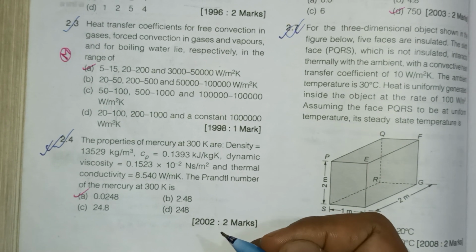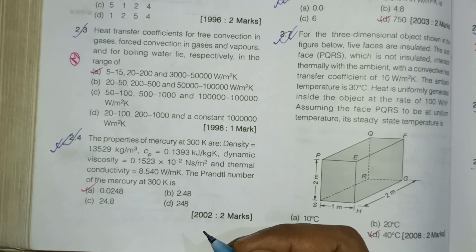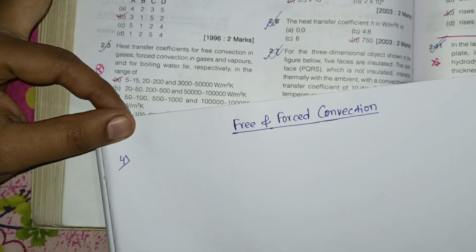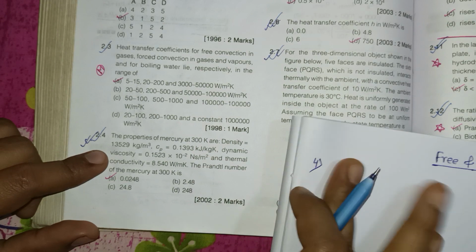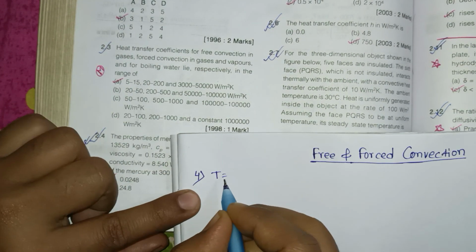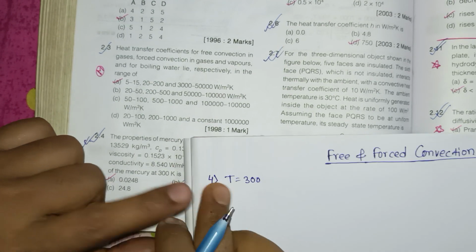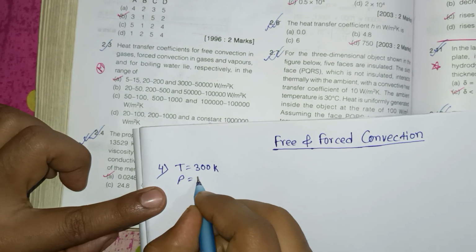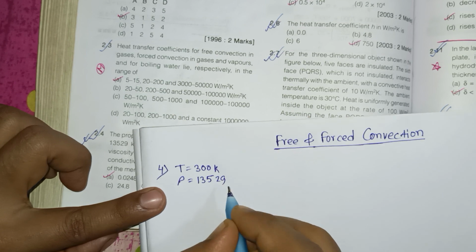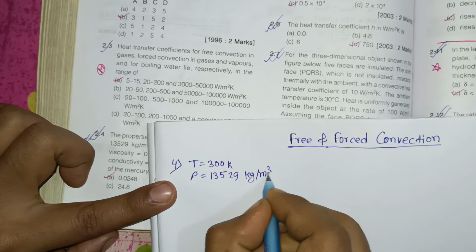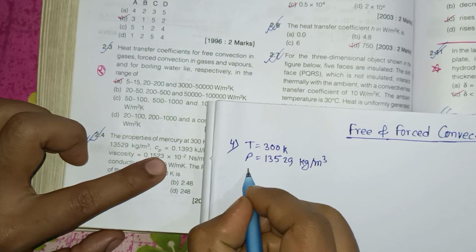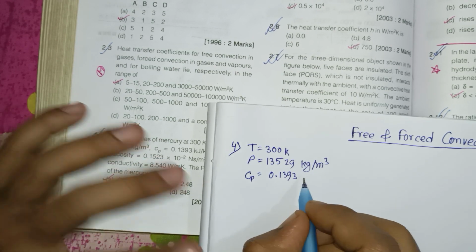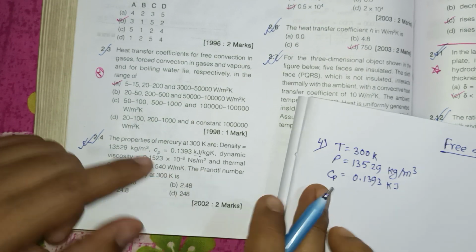Okay, so first write down what is given in this question. So in question number 4, what is given? The properties of mercury at temperature. So temperature is given, T equal to 300 Kelvin. Density rho equal to 13529 kg per meter cube. Cp, specific heat at constant pressure, 0.1393 kilojoule per kg Kelvin.